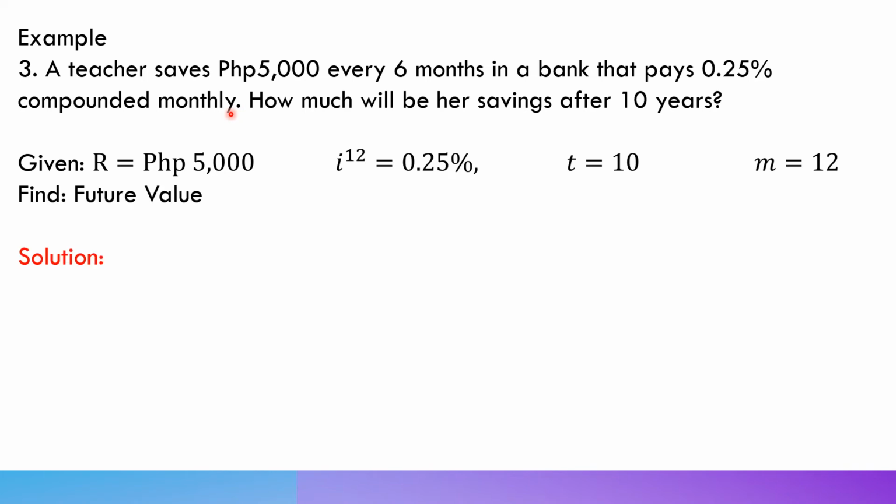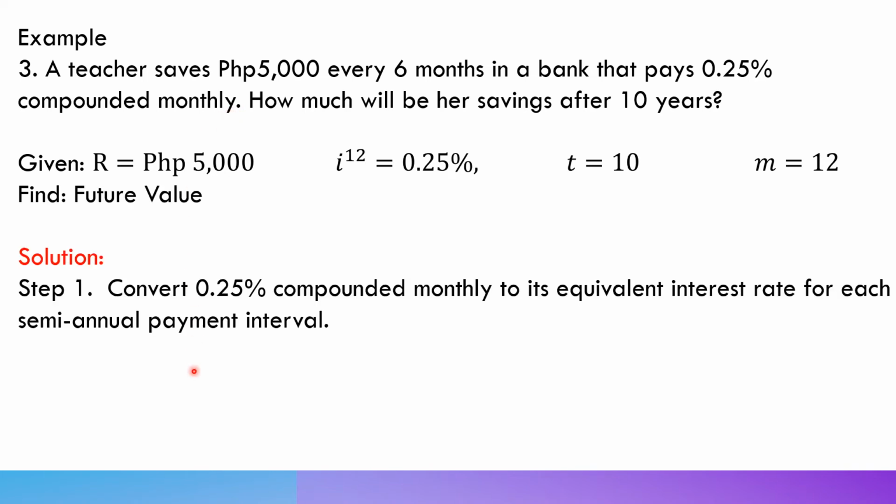Find the future value. So here is the solution. This is the extra solution that I was talking about a while ago. Step 1, convert 0.25% compounded monthly to its equivalent interest rate for each semi-annual payment interval. So it goes like this. F sub 1 is equal to F sub 2.